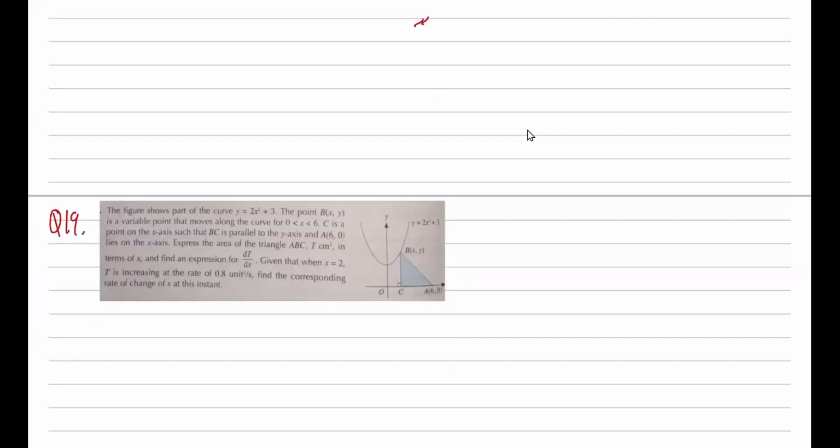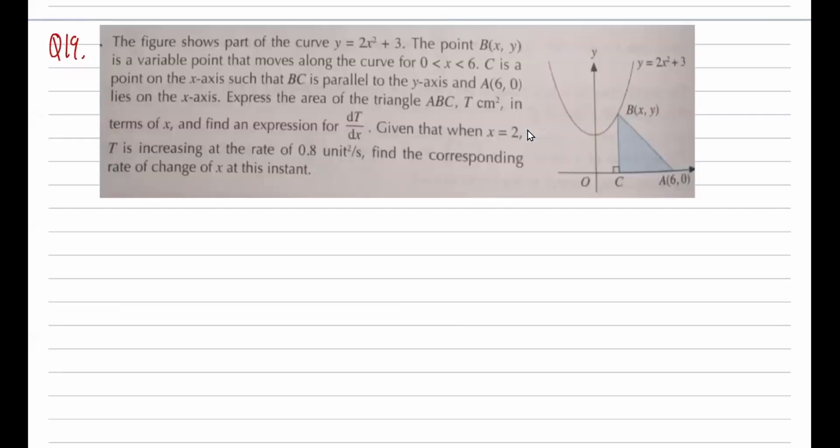Okay, this is question 19. Let's take a look. You have the following figure. It shows the curve y equals 2x squared plus 3, whatever function it is. The point B, x comma y, is a variable point. What does variable point mean? It means you're allowed to move it.